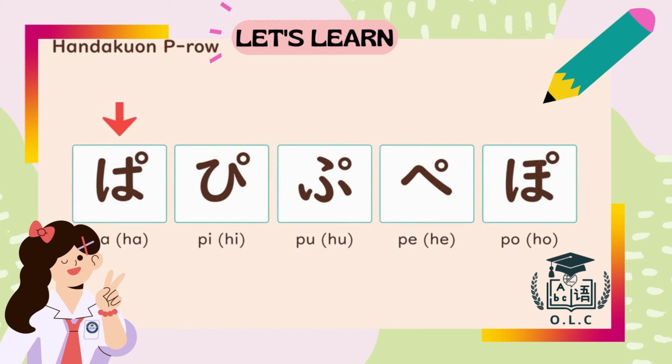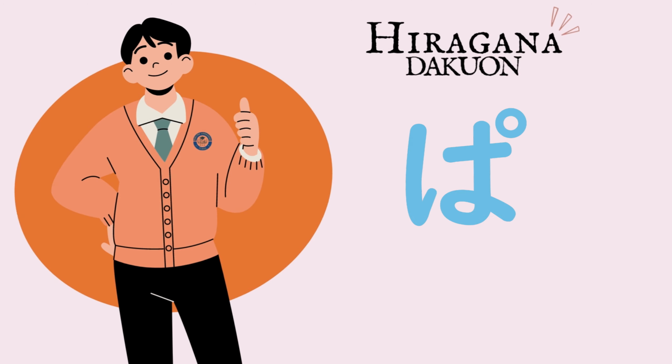Pa, pi, pu, pe, po. So as you could hear, each character is read with a voiceless P sound.